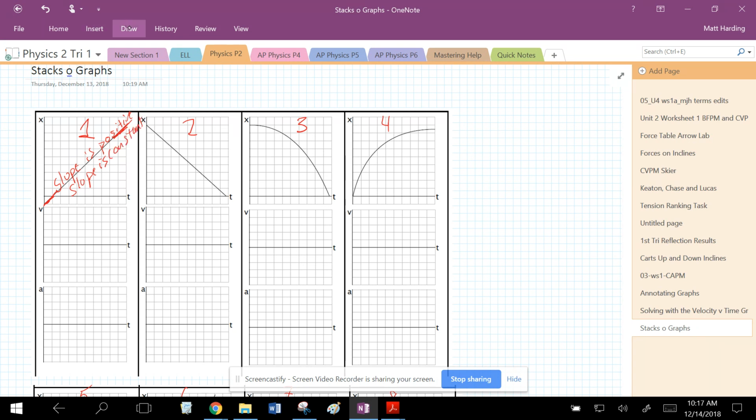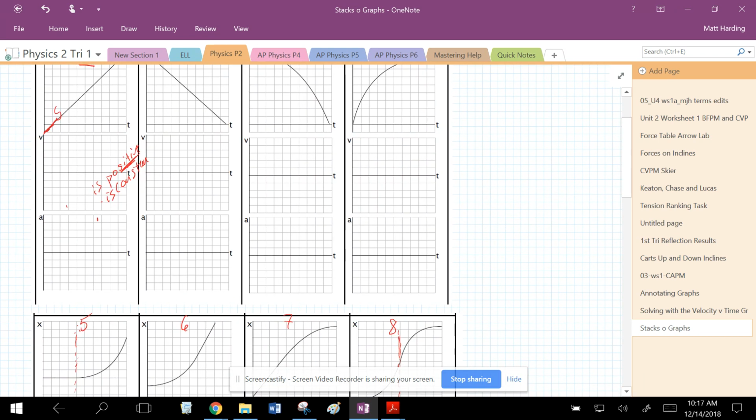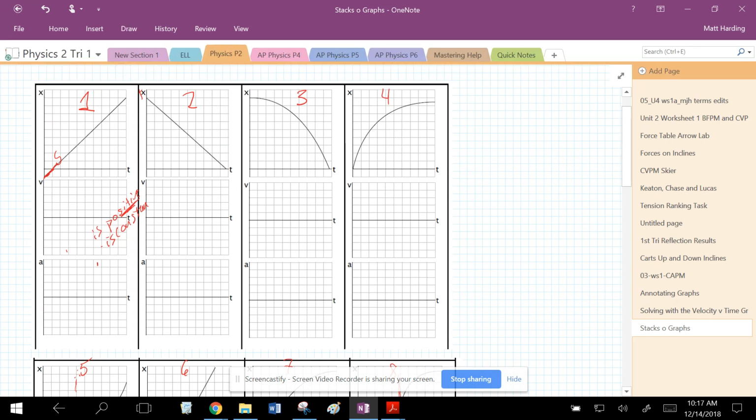Okay? And then I would just take those phrases and bring them down onto the graph below. But instead of the word slope, I would just write velocity. So velocity is positive. Velocity is constant. And so I'm just going to draw in a velocity graph. This is zero right here. I'm just going to draw in a velocity graph right there.